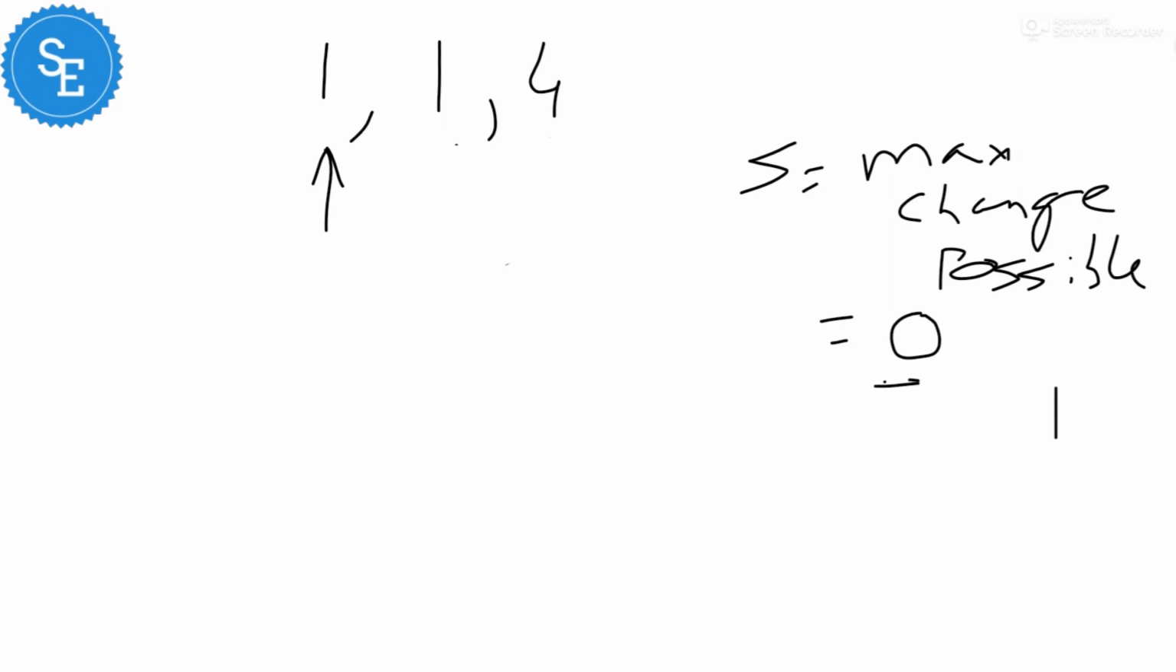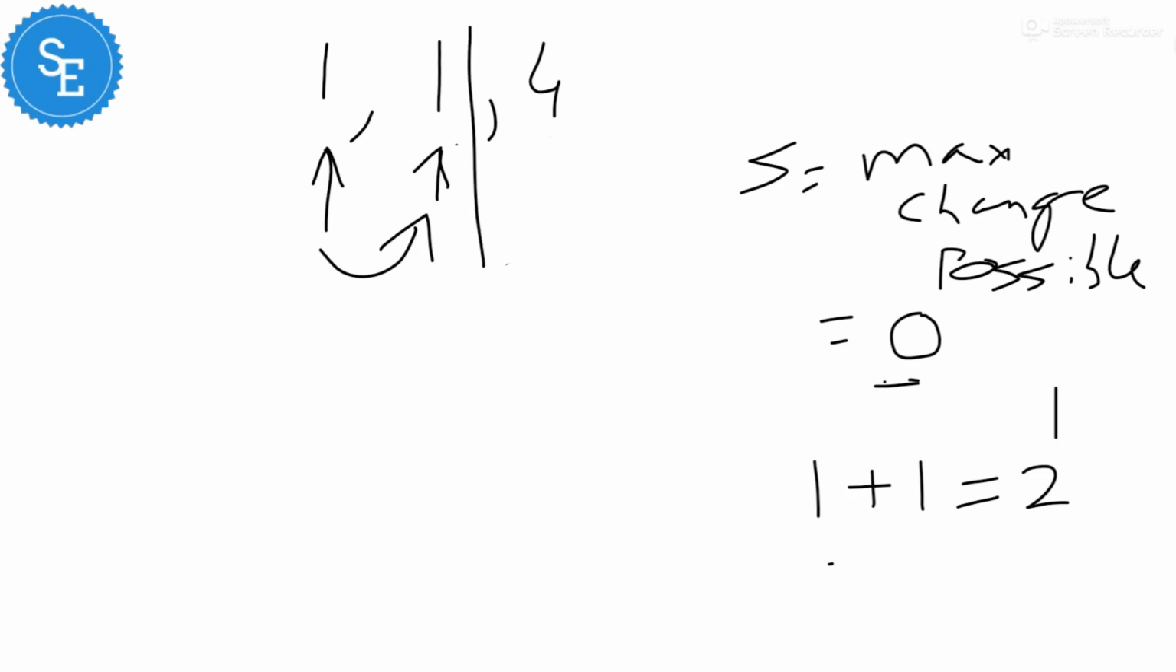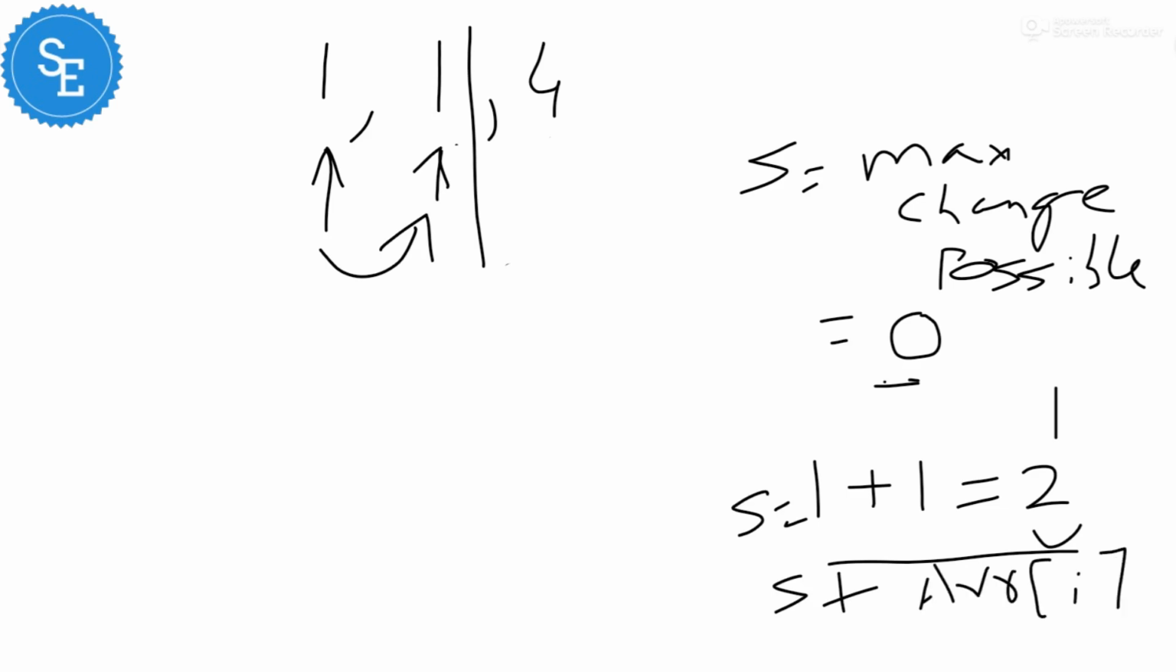After this, I will move on, and my maximum change currently possible is 1. So after that, at the second place, it will become 1 plus 1, which will be 2. So till here I can make a maximum change of 2. Now when coming to here, the maximum change that I can make will be this s value plus this array value, that is, it will become 2 plus 4, that is 6.